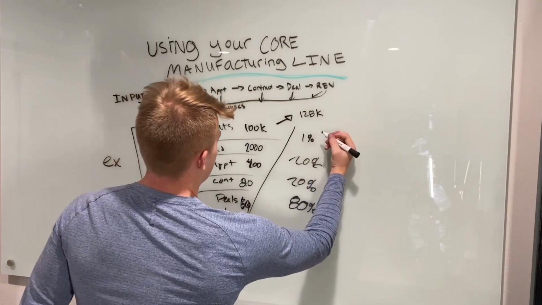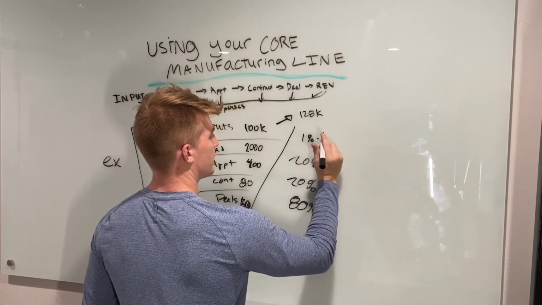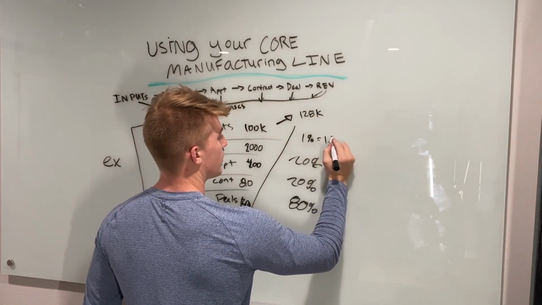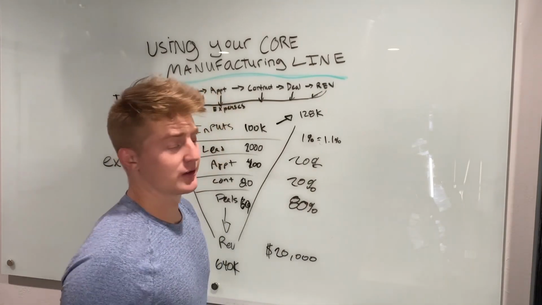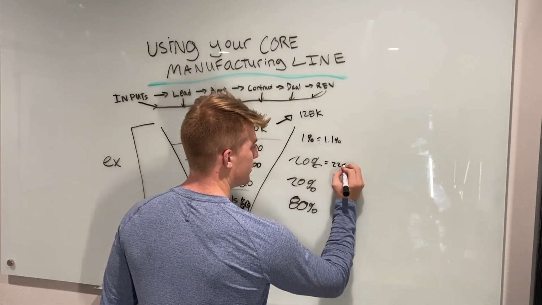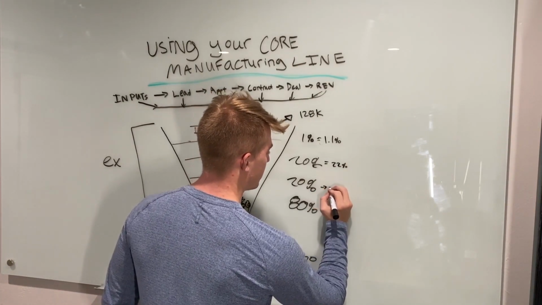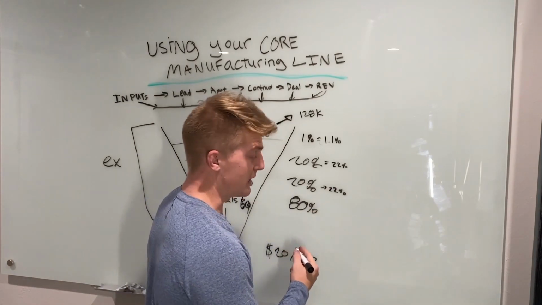But let's just say this goes to, I'm gonna say 1.1% because 2% is just not that realistic. 1.1%, that's a 10% increase. Let's say we get 10% increases on everything. So this goes to 22%. This goes to 22%. You're not gonna go to 88%.